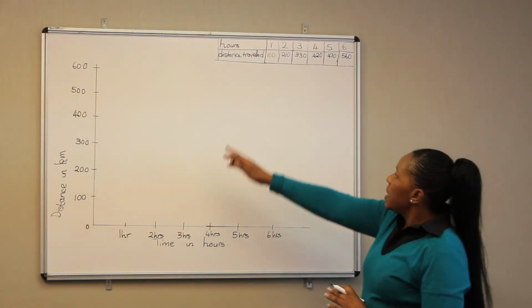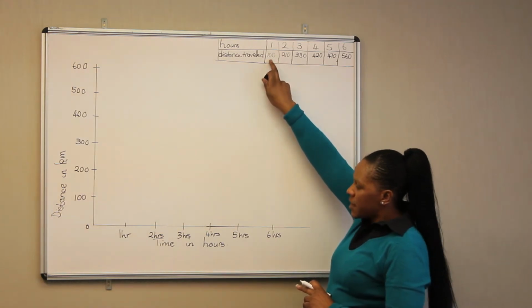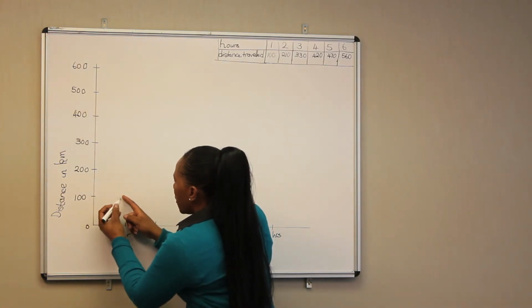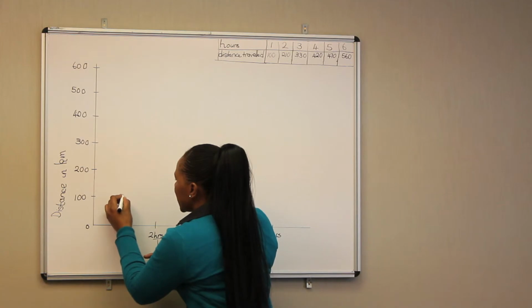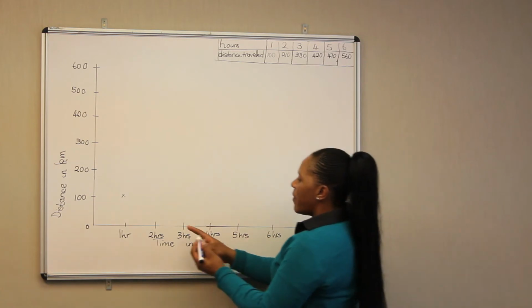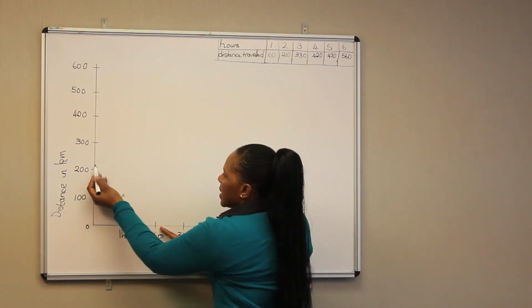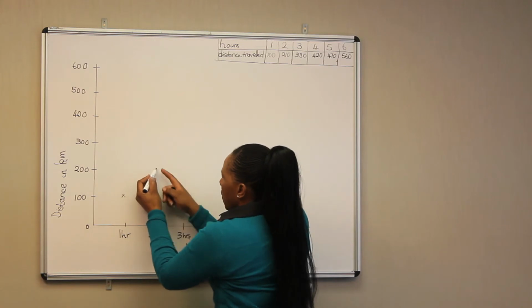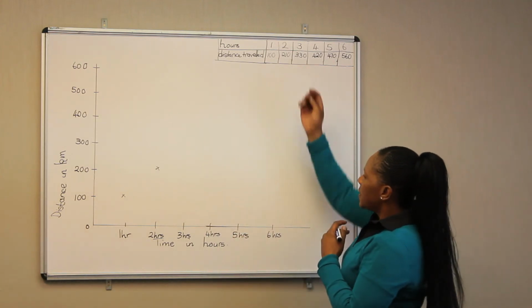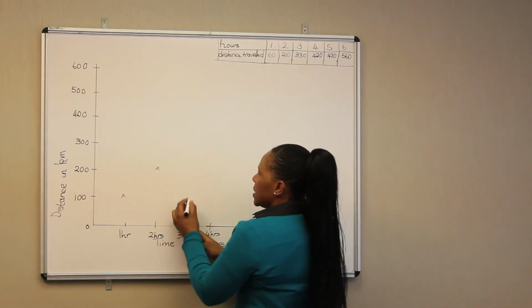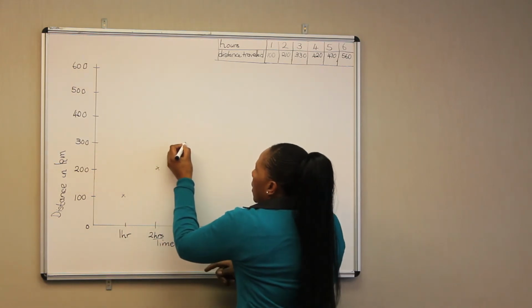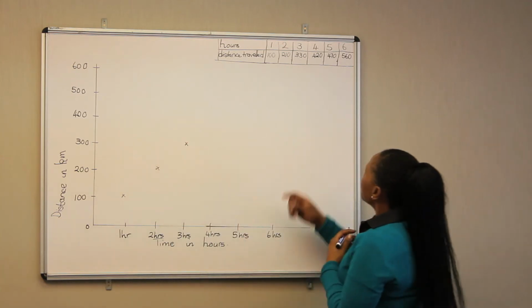Right. So within the first hour, the distance traveled was 100 kilometers. So it means we are going to look for a point where the two intersect. Then we mark it. After 2 hours, they had covered 210. So it's slightly above 200. So we are going to mark the point as this one. After 3 hours, it is 330 kilometers, which is slightly above 300. And we put a mark there.